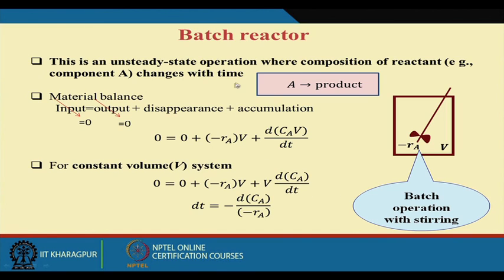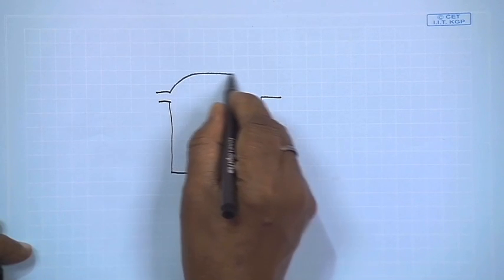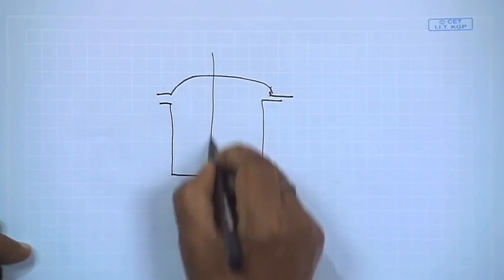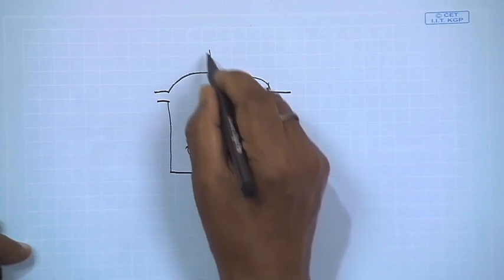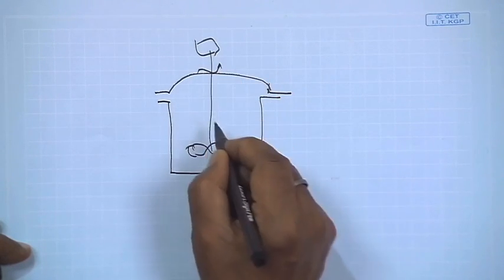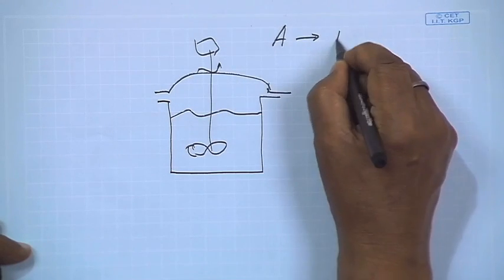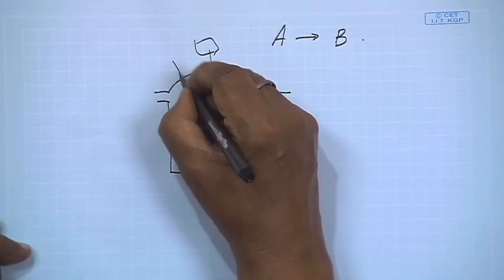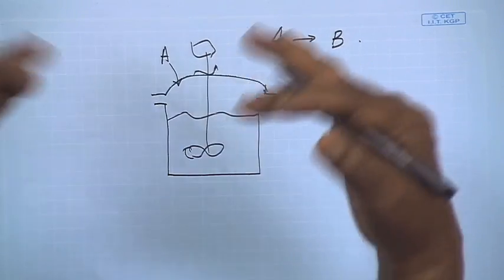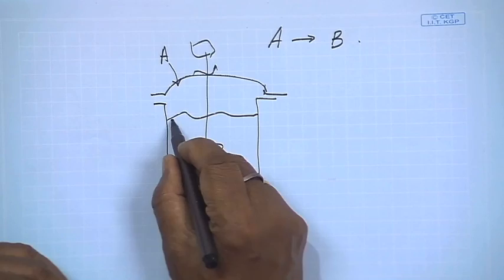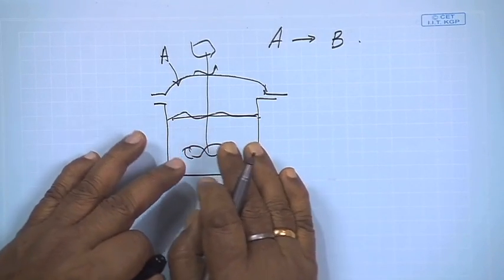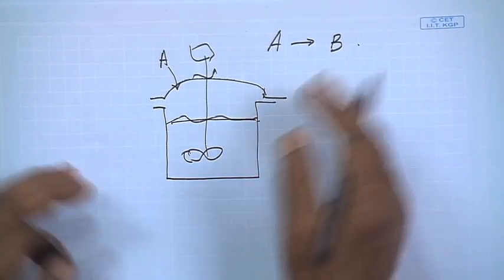First, I am going to show you the batch reactor. If you look at it, it is very simple. It is like this: this is the reactor we have, and this is the motor, which is rotating like this. Suppose A is to be converted to B. We put the substrate A, all the material, inside the reactor at a time, allow the reaction to take place, and when the reaction is over, we take it out.